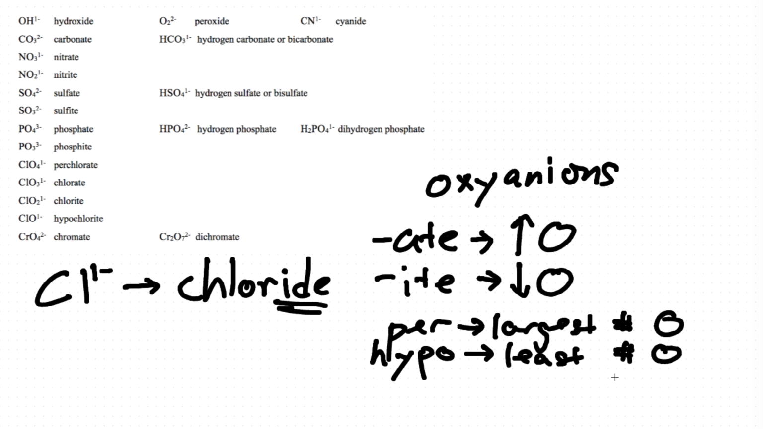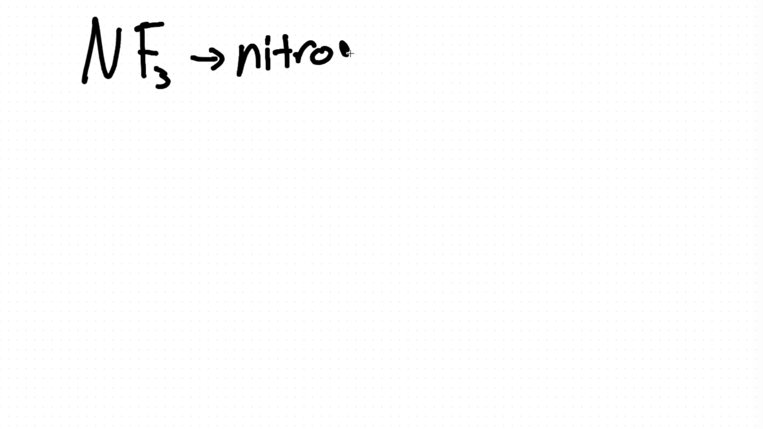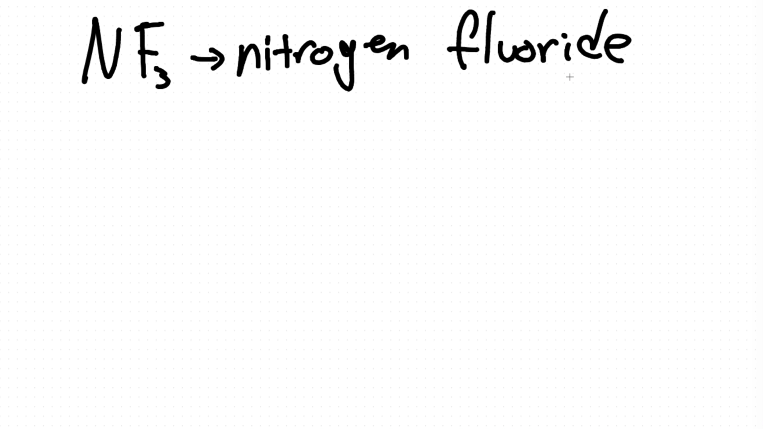Now, finally, let's move on to naming covalent compounds. If a pair of elements only forms one compound, the compound is named using the name of the element that appears first in the molecular formula, followed by the name of the second element with the suffix -ide. For instance, NF3 exists singularly, so we would call this nitrogen fluoride. As you can see, this is quite similar to the naming used for ionic compounds.